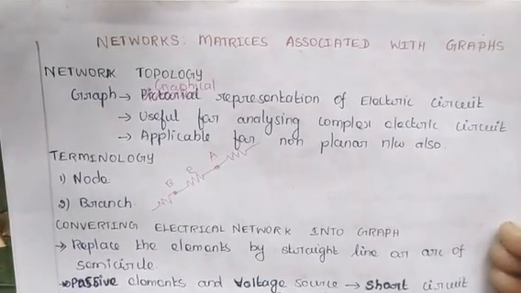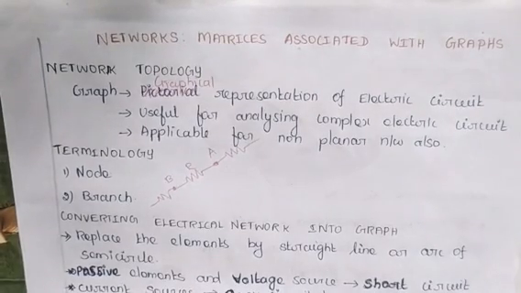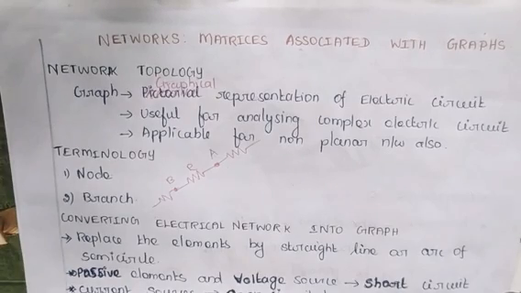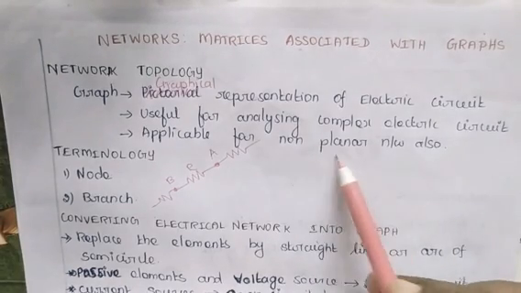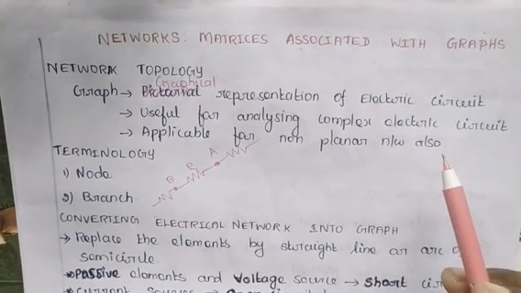Let's start now. Network topology is the study of any electric circuit with the help of its graph. And we can analyze any complex electric circuit with the help of this. An important point to be noted here is this graph theory is applicable for non-planar network also. What does it mean by non-planar network? How does it differ from the planar network?